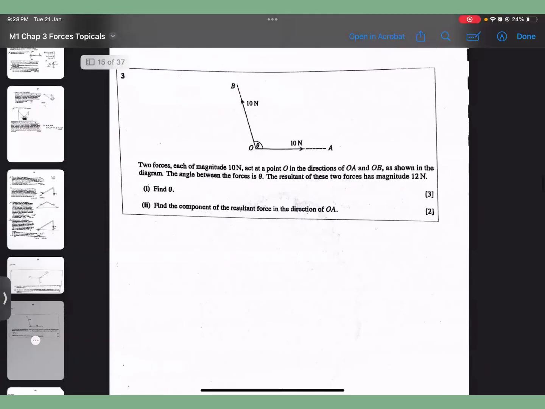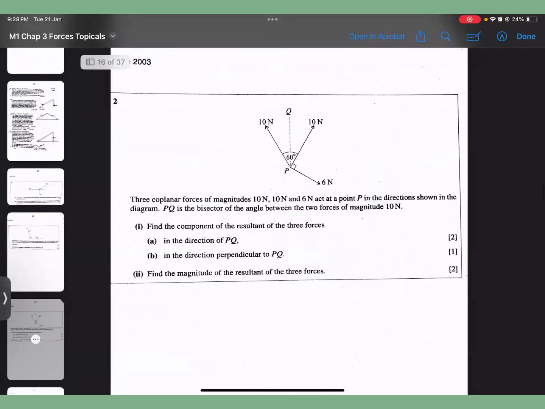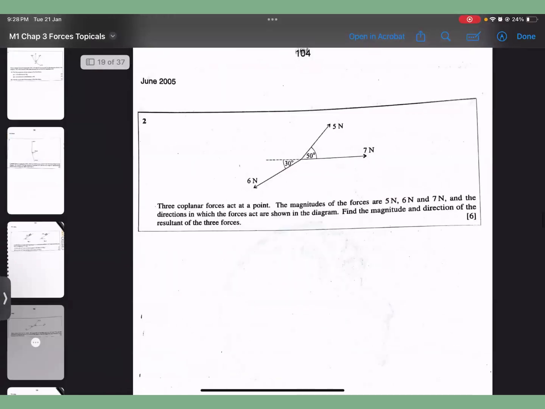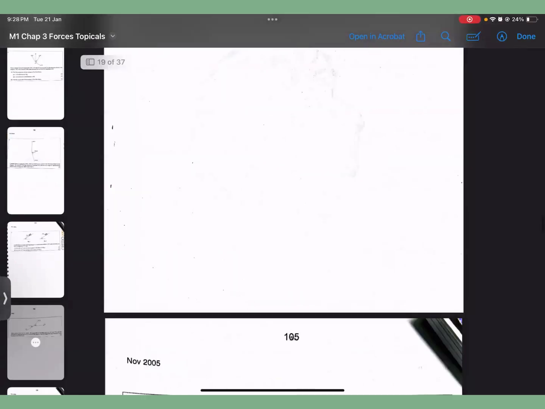Let's see. Resultant force. No, not this one. We did this one. Resultant force.